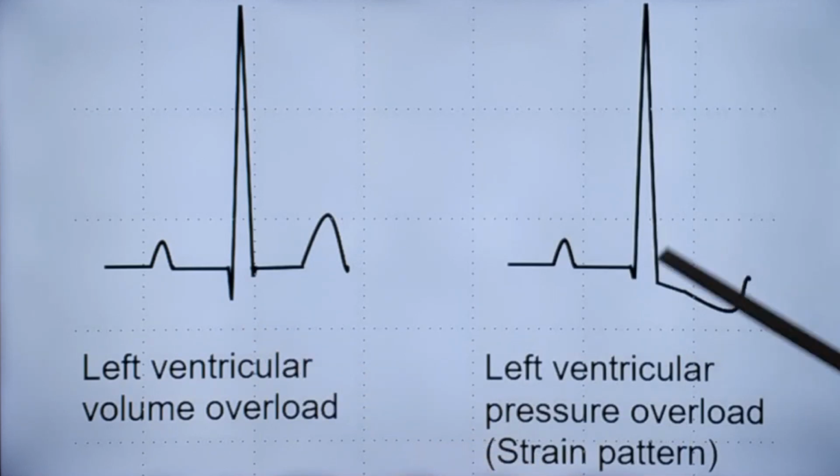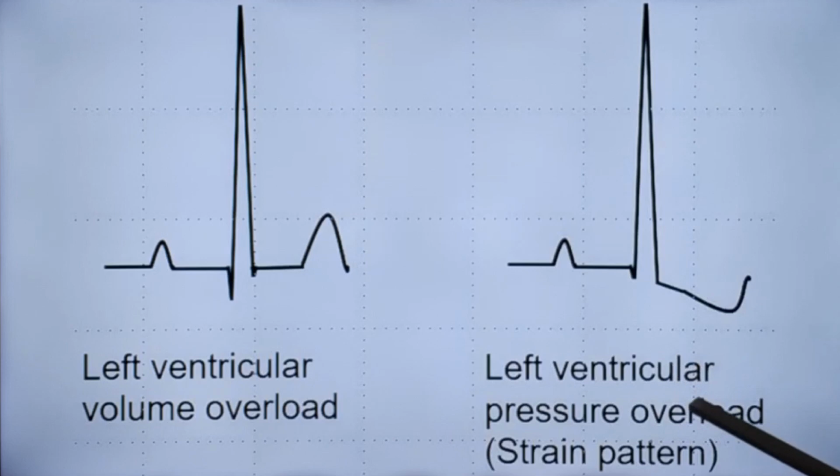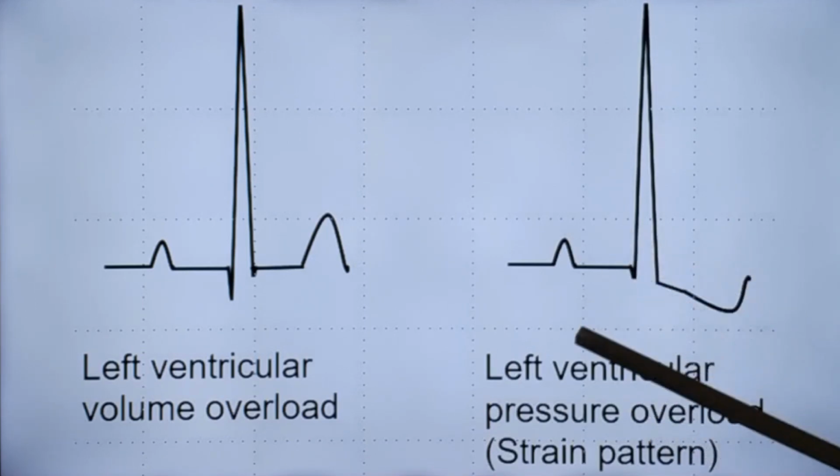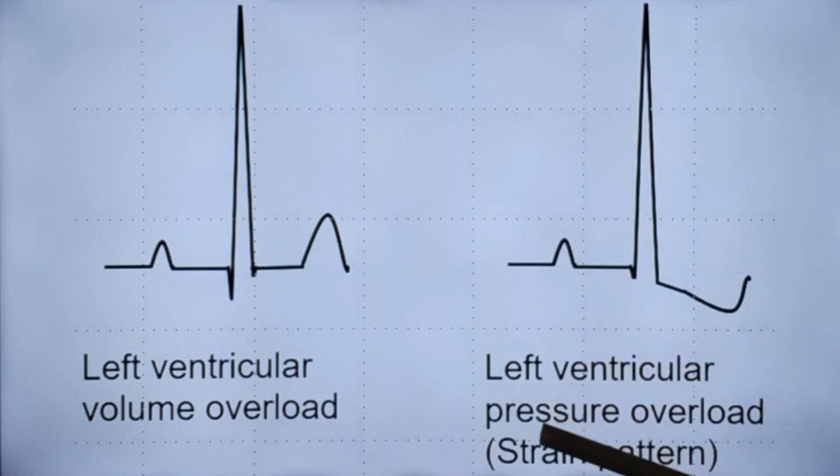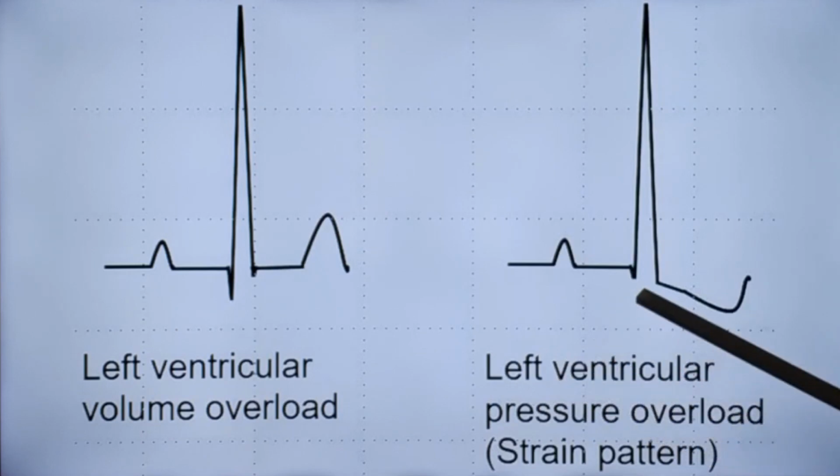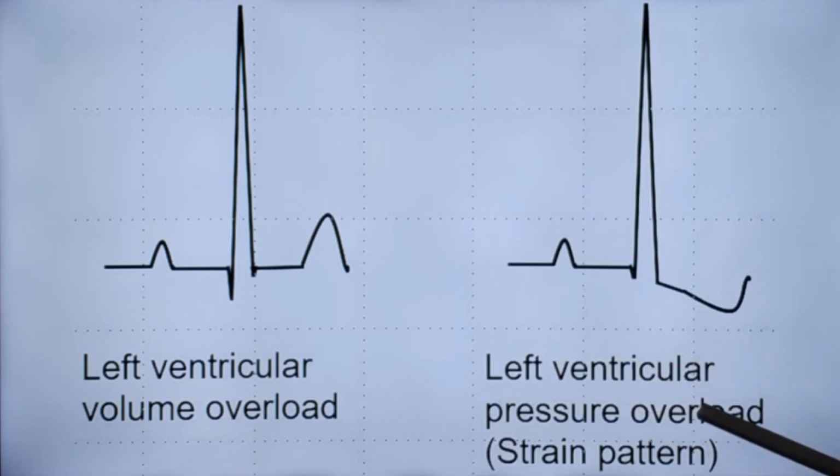This is left ventricular pressure overload or systolic overload, sometimes called the strain pattern also. This pattern, downsloping ST depression with the inversion of T wave, is known as the strain pattern. The initial Q wave is not that prominent in left ventricular pressure overload, and R waves are tall.